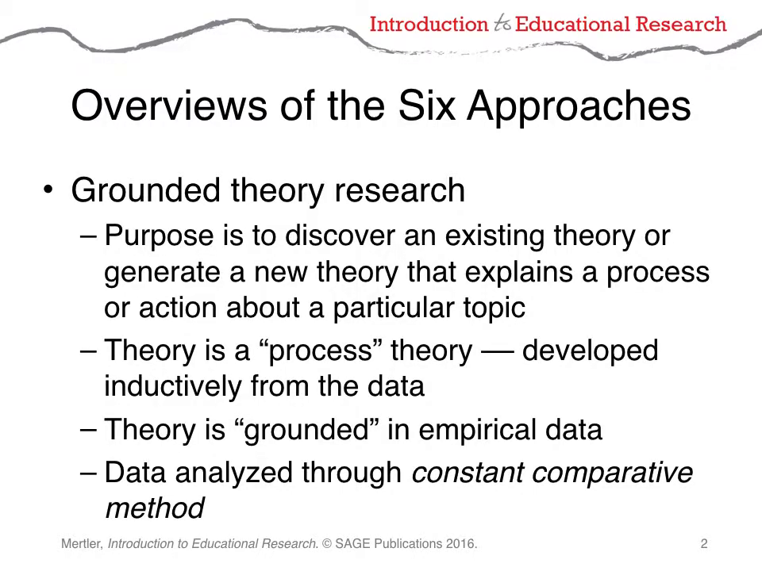Okay, so diving into the 6 approaches that the book talks about, let's start right off with grounded theory research. The purpose is to discover and derive an existing theory or generate a new theory that explains a process. And this is developed, this key term, inductively. You probably read that in the text, and they did a good job describing deductively versus inductively. The idea is that theory is grounded in the empirical data, that you're going to get into interviews or observation, and then you're going to make sense of it.